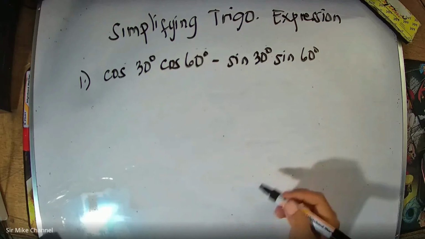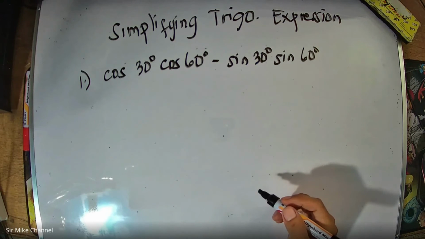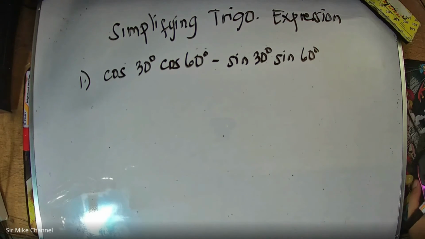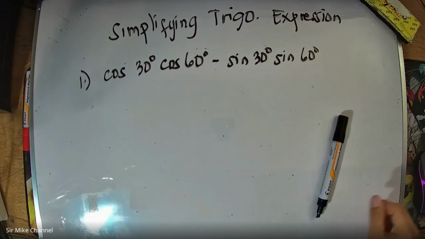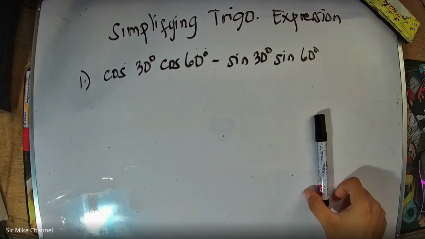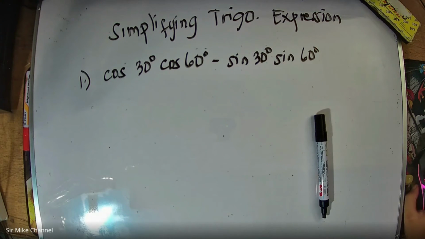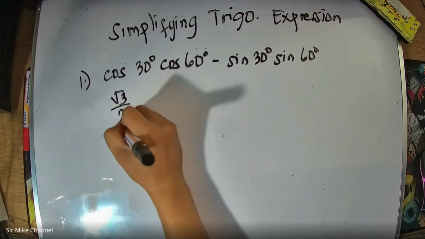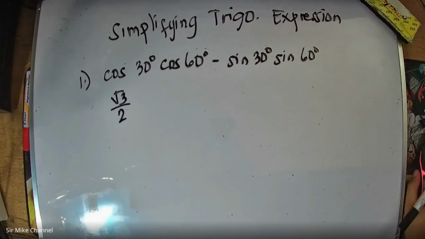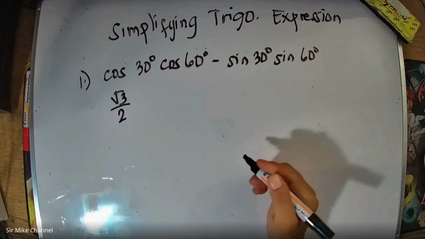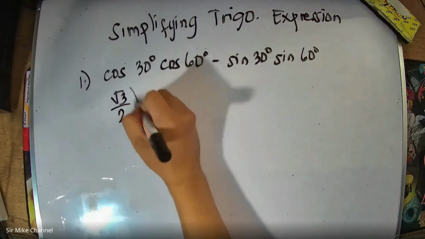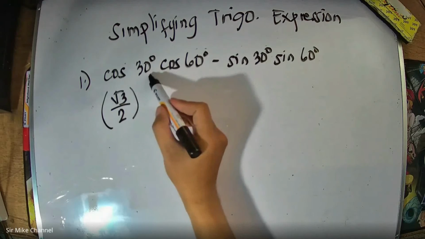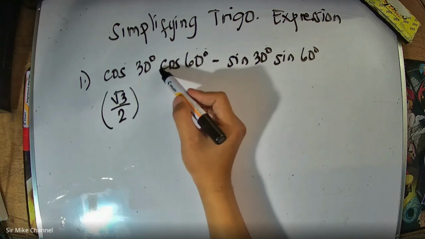Okay, ano bang equivalent ng cosine 30? Pwede kang gumamit ng calculator. Ang cosine 30 natin ay square root of 3 over 2. Ang times yan, so multiplication ito. Pag wala kayong operation dito, ibig sabihin multiplication yan.